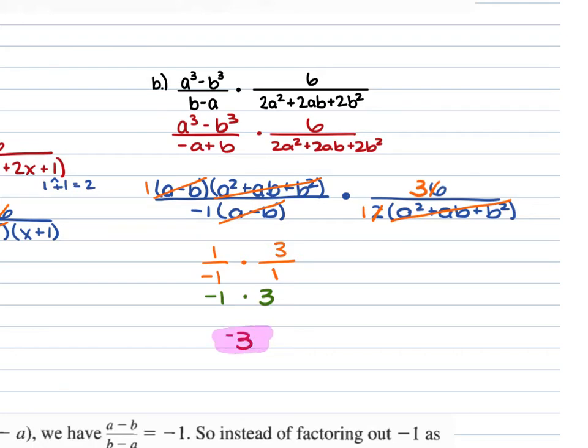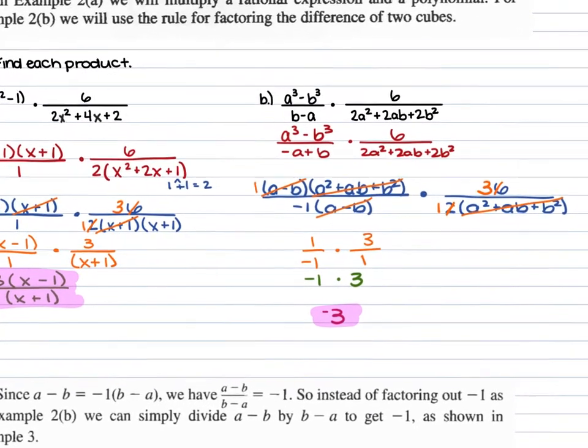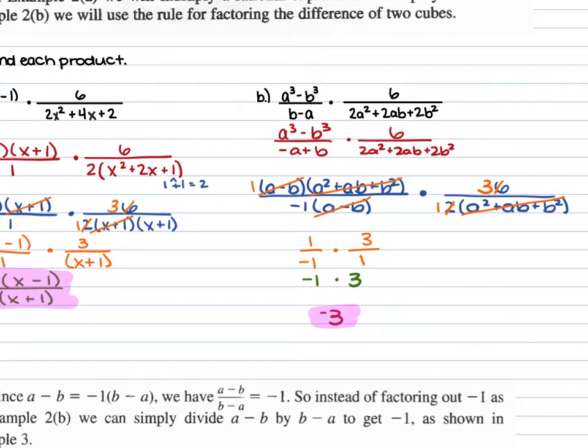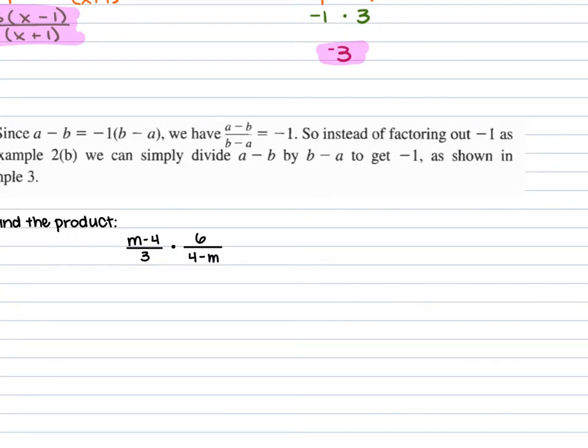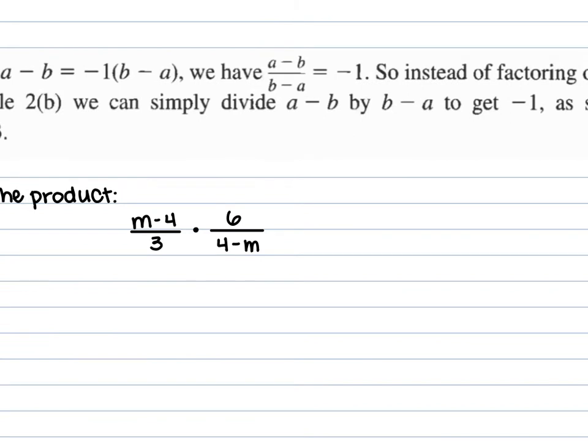They will not always factor out like this, but in the cases that they do, it makes your life a lot easier. For example 3, we're given m minus 4 over 3 times 6 over 4 minus m. So again, I'm going to rewrite the second fraction to be negative m plus 4, just so that way my terms are in the same order as the way they are in the first fraction. So first fraction m minus 4, I put parentheses around it, over 3. Second fraction 6 over negative m plus 4.